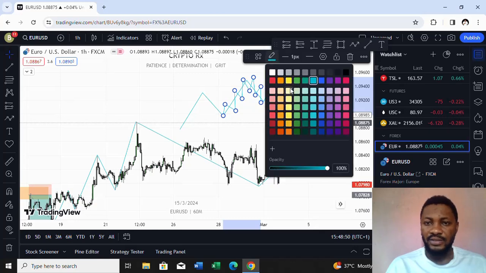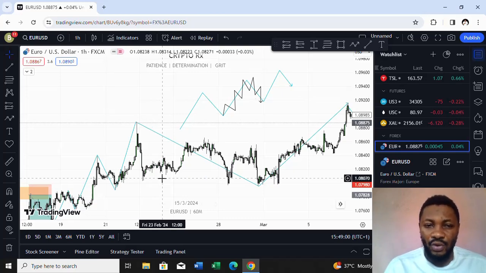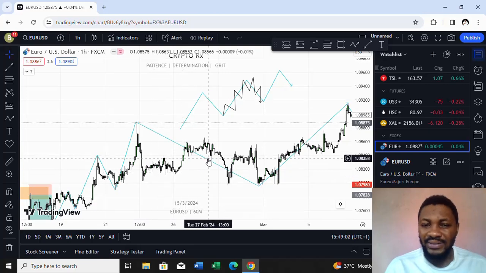Let me make it black. So the black one is the lower time frame, the blue one is the higher time frame. So this is what it is. But then these other ones that we can still see on this main time frame here is what is called the substructure. So the break of the substructure is not a proper break of structure. A proper break of structure is when the main structure, the main highs have been broken.